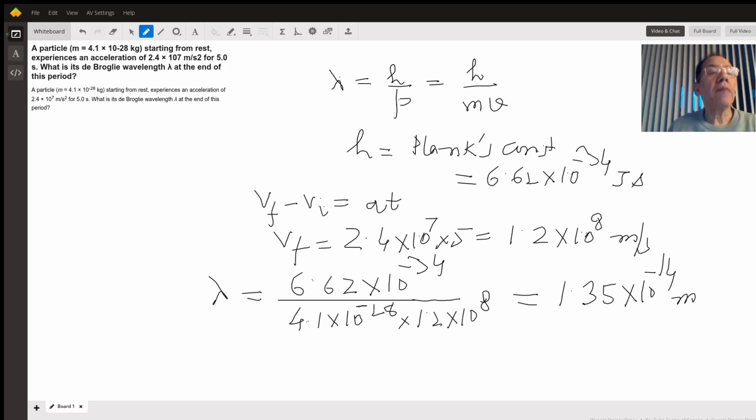A particle of mass 4.1 × 10^-28 kilogram, starting from rest, experiences an acceleration of 2.4 × 10^7 meter per second squared for 5 seconds. What is its de Broglie wavelength lambda at the end of this time? So this question is based on de Broglie wavelength.